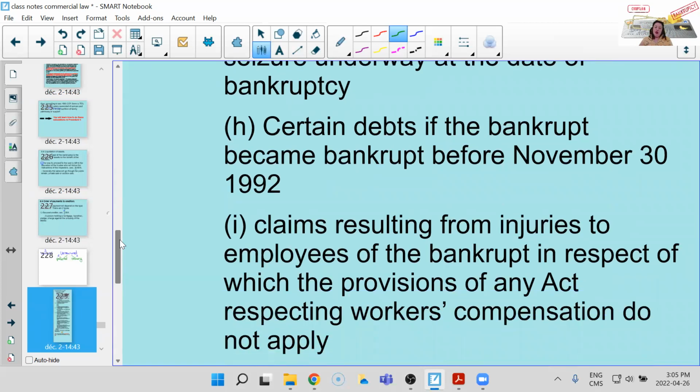Okay, H, you can kind of forget about it. Certain debt, if the bankrupt became bankrupt before the prescribed date, the prescribed date is November 30th, 1992. This would only be in the case of a bankruptcy of a corporation. So for that one, usually what I tell students is that you can cross that one out, at least for now.